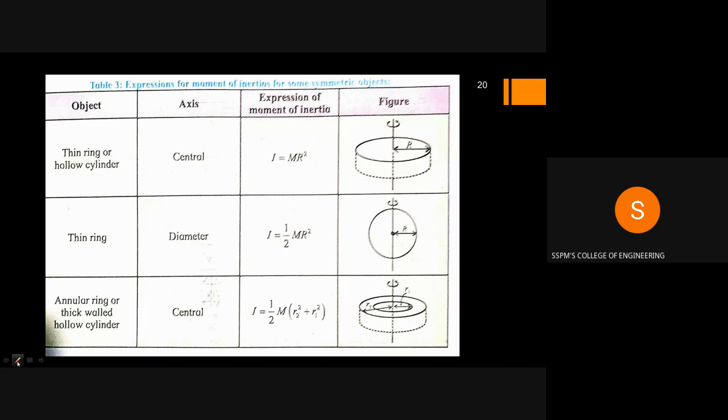So these are some standard formulae for moment of inertia for the standard geometrical shapes. So first is the thin ring or a hollow cylinder.